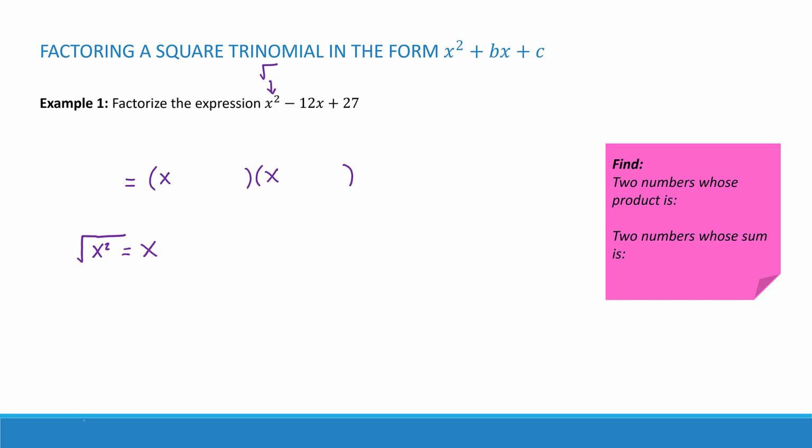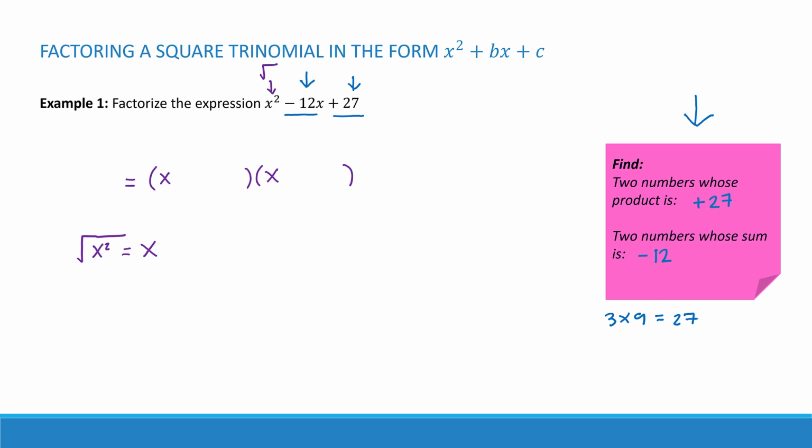But now to find the second numbers that go in both parentheses, we need to check the coefficient of our second term, minus 12, and our third term, plus 27. The rule to find the numbers we need is to find two numbers whose product is the third term, in this case positive 27, and whose sum is minus 12. First, let's look for numbers that give us 27 when we multiply them. 3 times 9 is 27.